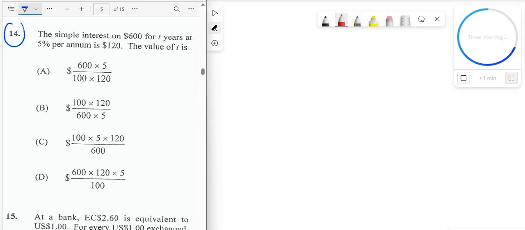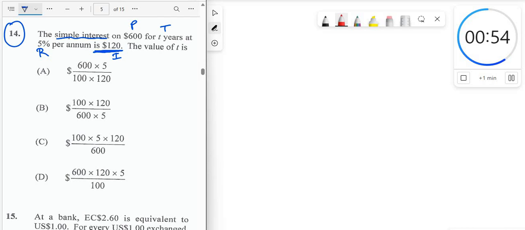All right, so now we're going to look at question 14. We have 90 seconds. The simple interest on $600 for T years at 5% per annum is $120. Simple interest is the subject here. So this is our principal that we invest, $600, for T years, so we have a time there, and at 5% per annum. That's our rate. So principal, time, and rate, and this is our simple interest, I.